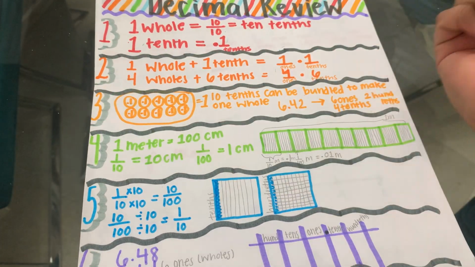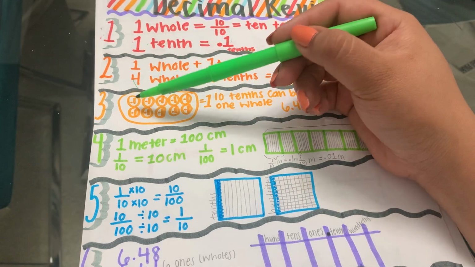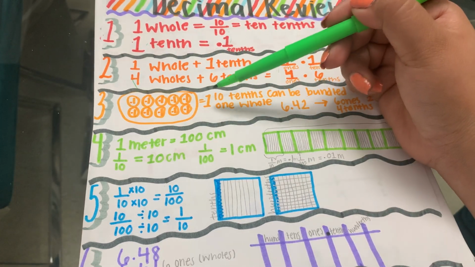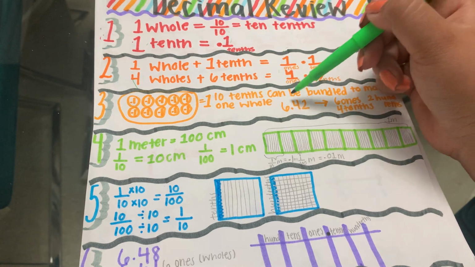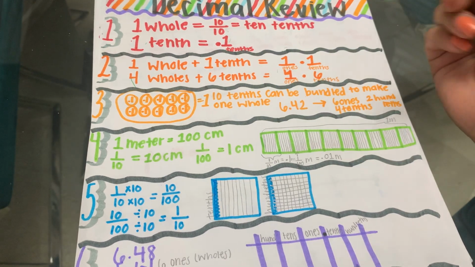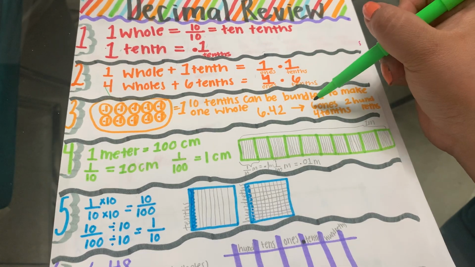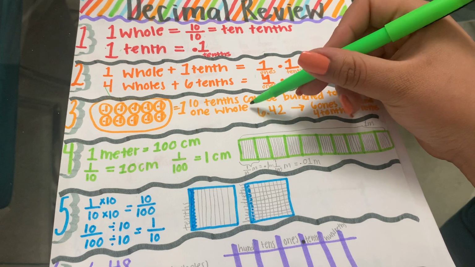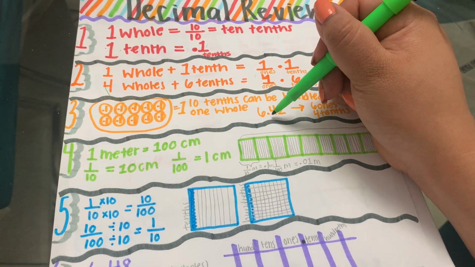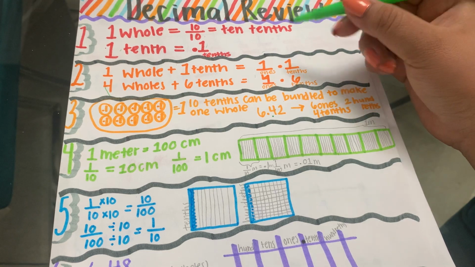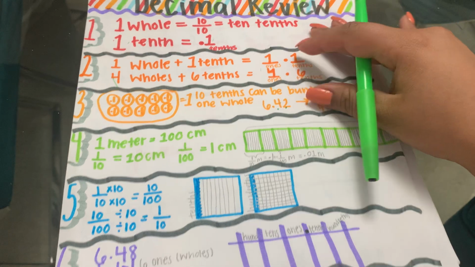In lesson 3, we started thinking about how this works in terms of bundling. And we said if you bundle 10 tenths, you can make 1 whole. As I wrote here, 10 tenths can be bundled to make 1 whole. 6.42 would be 6 ones, because there are 6 whole numbers, 4 tenths, because we look here at the tenths place and there are 4, and 2 hundredths, because we look in the hundredths place and there are 2.